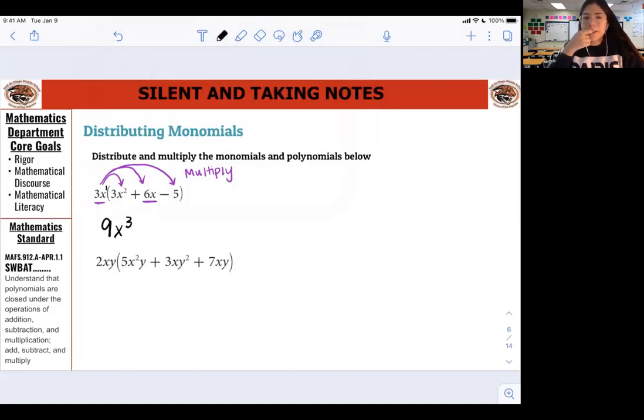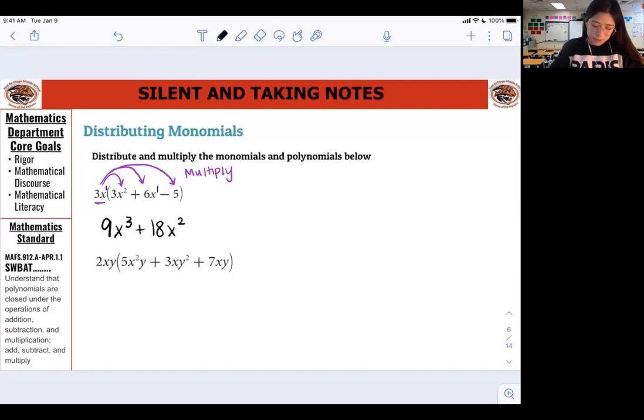3x and 6x, 18. 2, 18. Good. X to the power of 2, because again, there's an invisible 1. So 1 plus 1, I get 2. 18x to the power of 2.